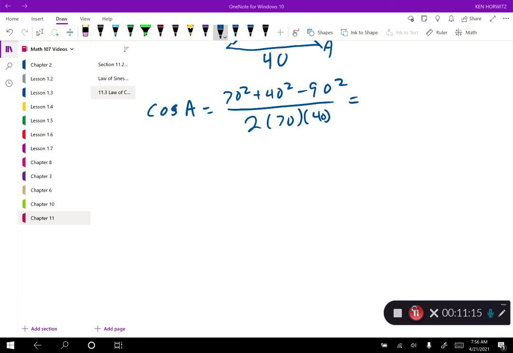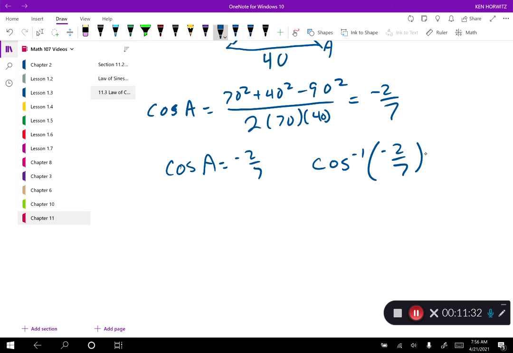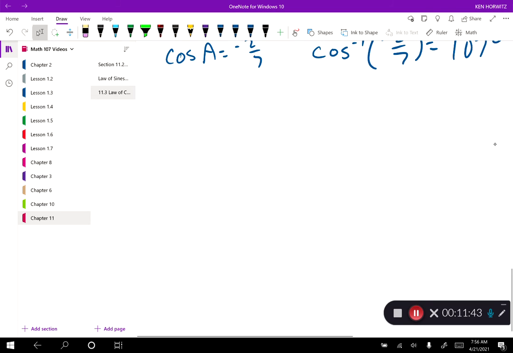All right, hopefully you put everything in the calculator right. I got -2/7. So I have the cosine of A equals -2/7, which means in the calculator you put cosine to the -1, the arc cosine of -2/7, and I got 107 degrees. Now again, you need a calculator to finish this particular problem off. If your class does not allow a calculator, expect your instructor to make sure that the problems are non-calculator friendly.